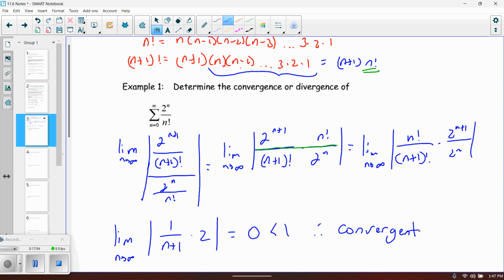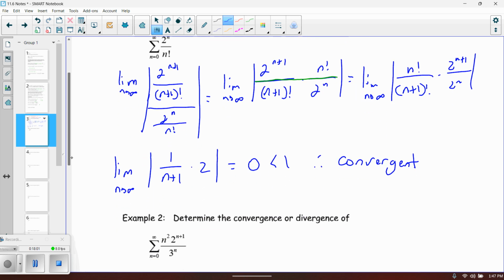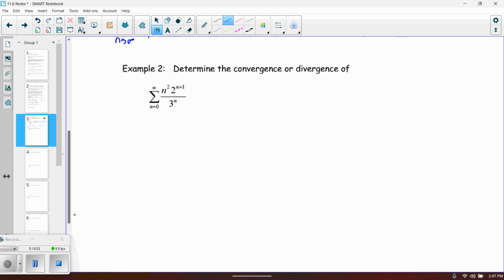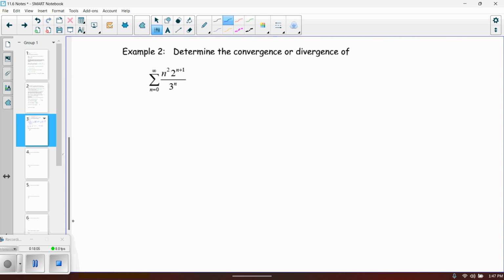All right, let's try one more example, then we'll come back with a second video and do a bunch more examples, and then that'll lead us into what's called the root test. All right, so determine the convergence or divergence of that series right there. Okay, that's kind of messy. We've got a polynomial times an exponential divided by some other kind of an exponential with a different base in the denominator. So this is a messy one. The ratio test is definitely a go-to here.